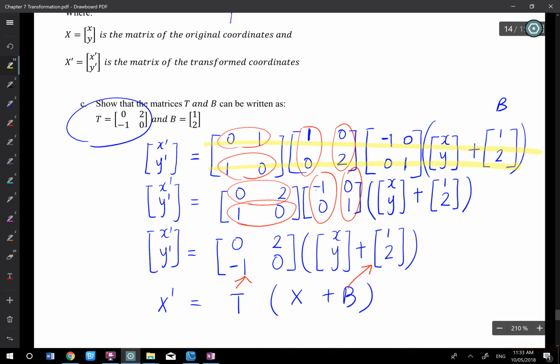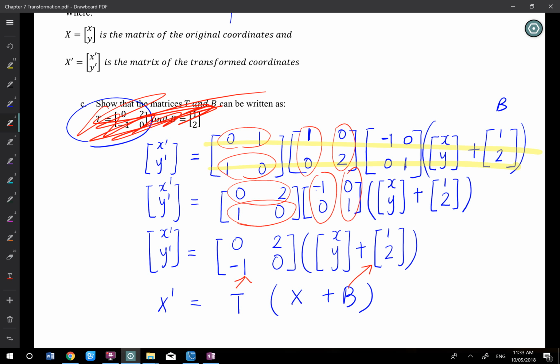That's from when I read this question. I have no extra information. I can write this, this is all from myself. I don't need to look at what's T, what's B. I can say I don't have this. Find T and B, and I can find T and B in the end.